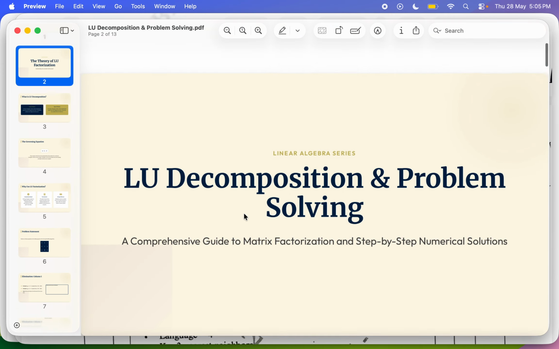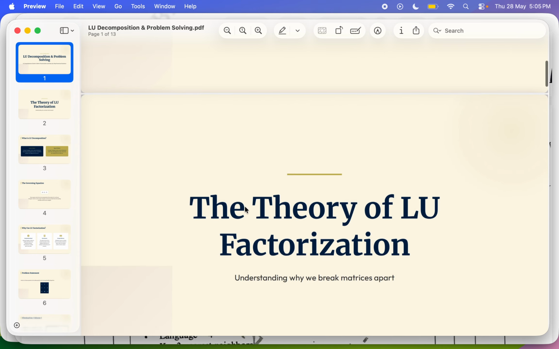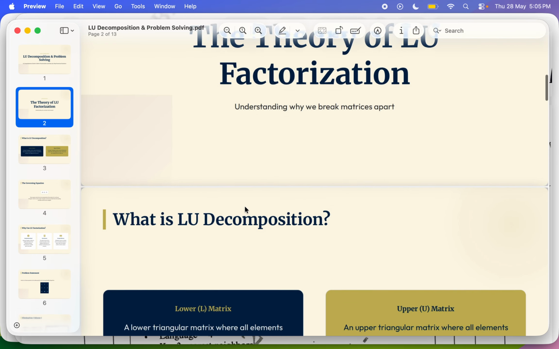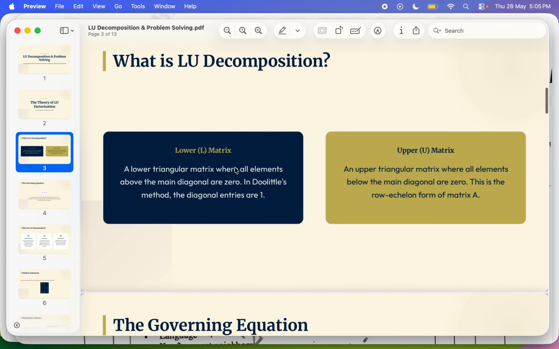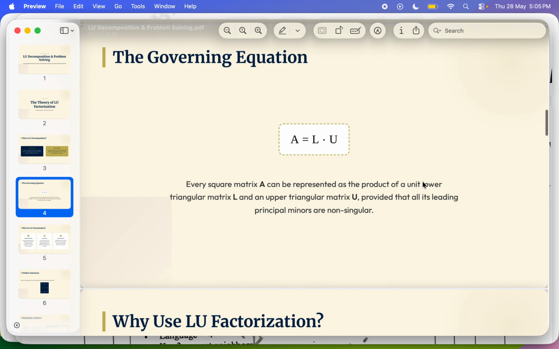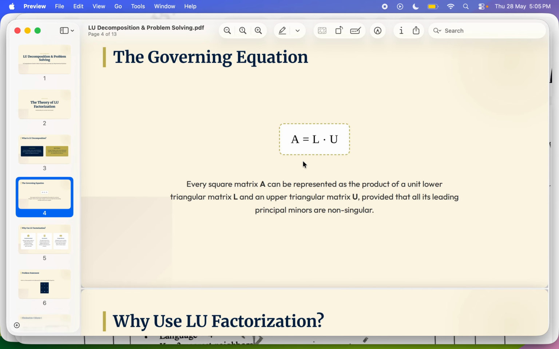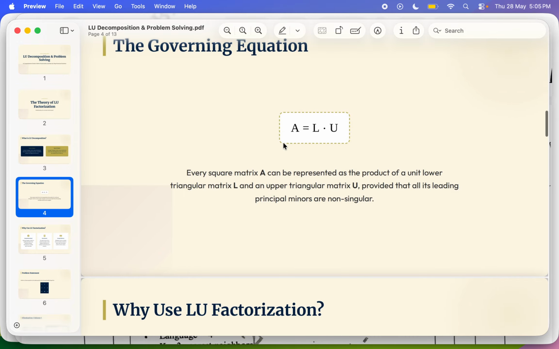What is LU decomposition? Normally it is a matrix factorization method, where L and U will be there. L is a lower triangular matrix where all the elements above the main diagonal are 0, and the upper triangular matrix is U, where all the elements below the main diagonal are 0. The main equation is A = L into U, that is A will be given and L and U you have to calculate, and when you multiply L and U you should get back A. That is the main equation for the LU decomposition technique.